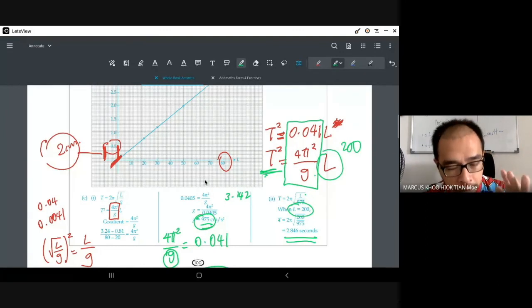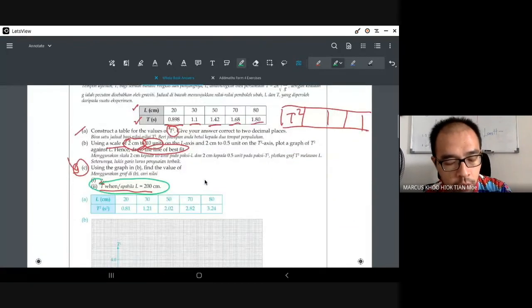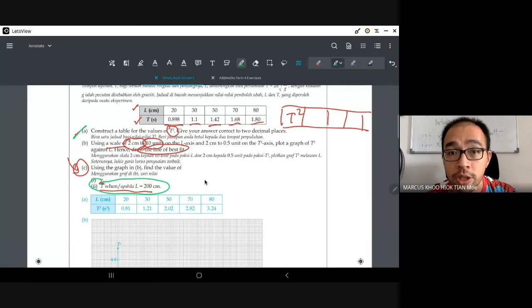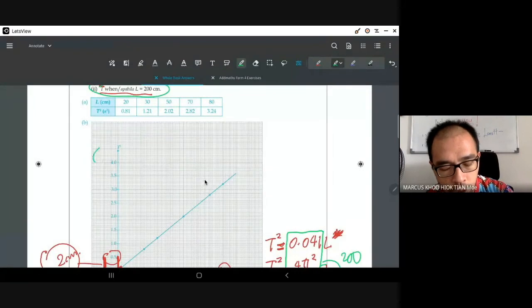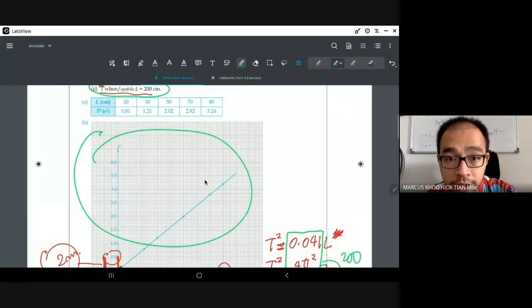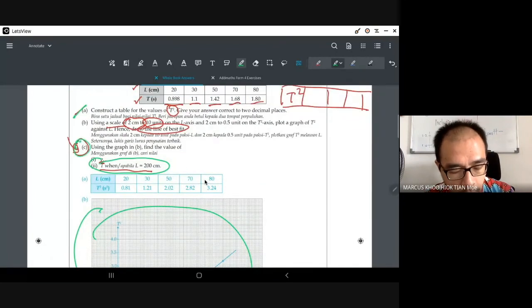Now, the important thing today that I want all of you to get is, number one, everyone must be able to make a new table according to the instruction. Number two, everybody must be able to draw a graph, count the gradient, determine the y-intercept, and form the equation. Then those of you who can, you can continue doing question C. This one we need to constantly practice a little bit more.